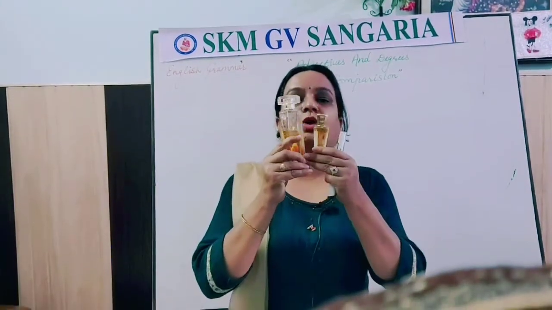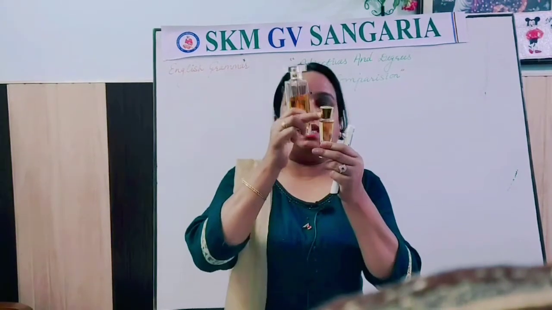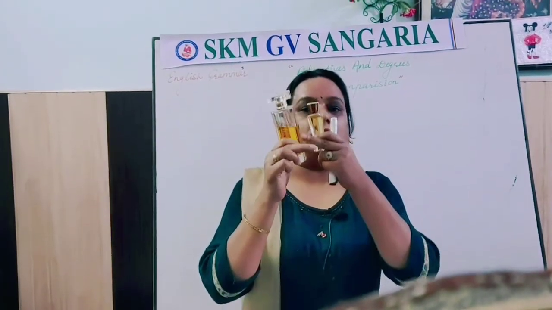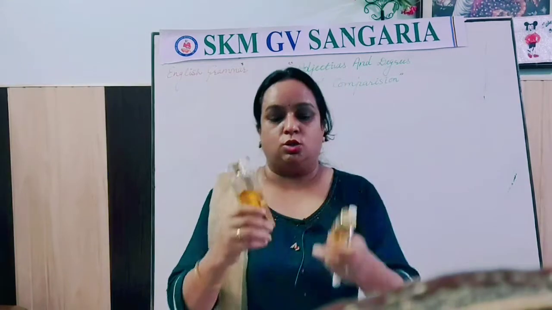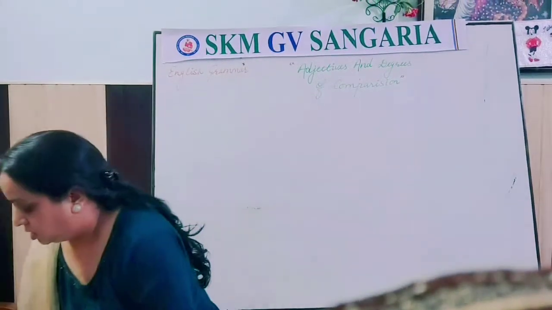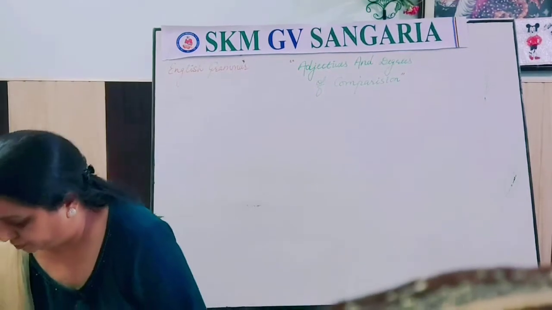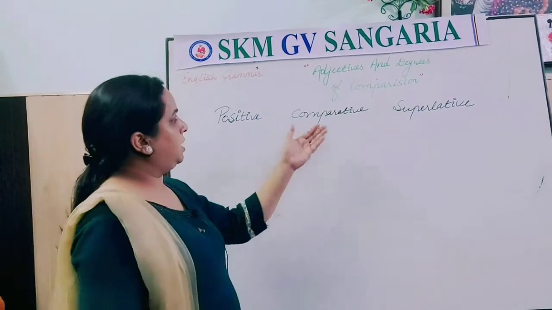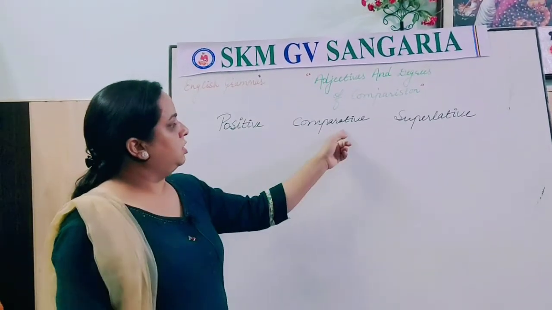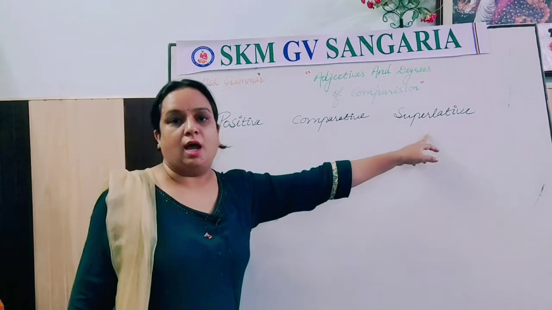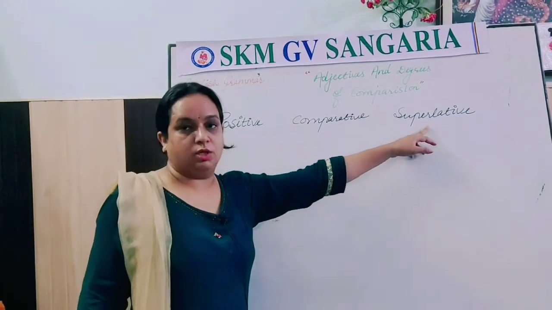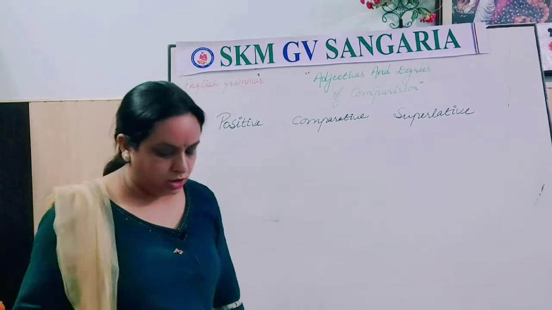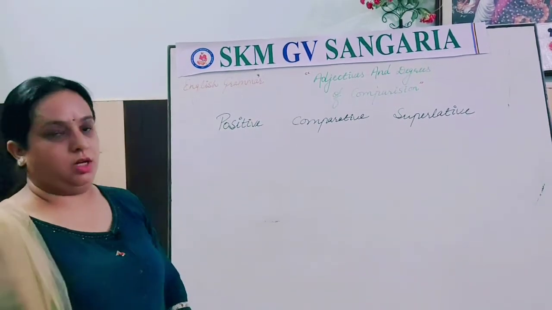Clear? And if I take this big bottle, which one is the smaller one? This one is smaller and this one is bigger. So this is all about the comparison and its degrees. We have three types. Number one is positive, number two is comparative, and third one is superlative. Let's know what this positive degree is.